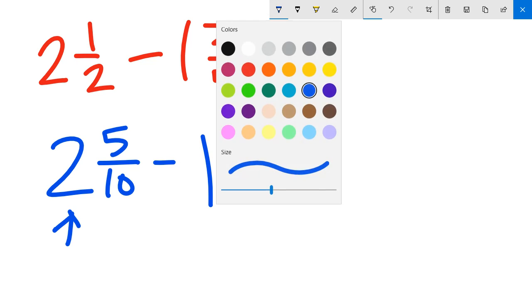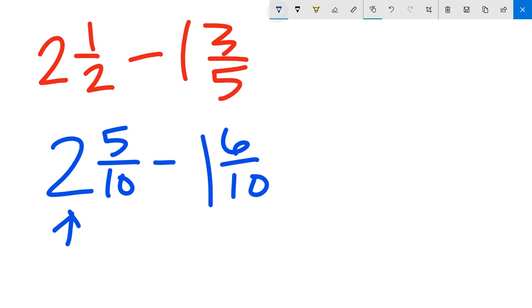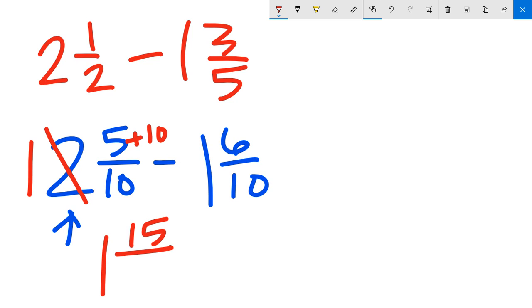I like to change colors. I'm going to take 1 away from the 2, so that becomes a 1. And I'm going to add 10 to the 5. Plus 10, add the denominator to the numerator. And that gives me 1 and 15 over 10 minus 1 and 6/10.